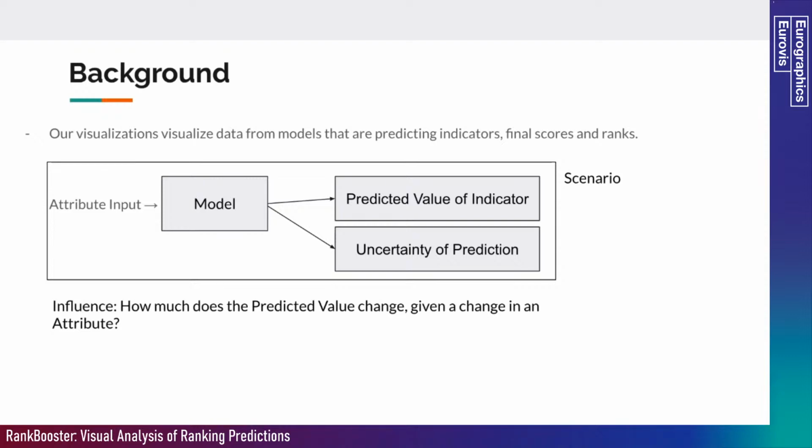Another term is the influence. How much does the predicted value of an indicator change given a change in an attribute? We calculate influence for every attribute-indicator pair. So, if we had 5 attributes and each attribute had 4 potential values, we would generate 1,024 scenarios.